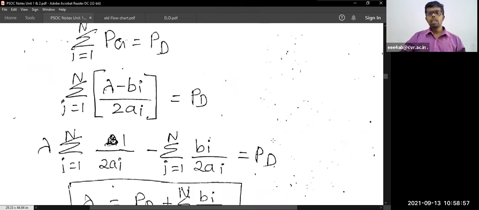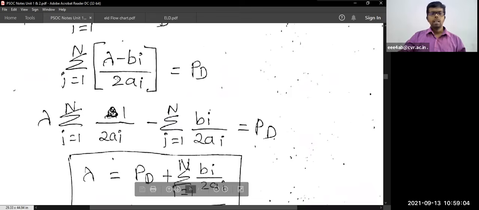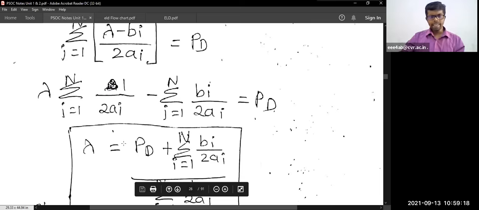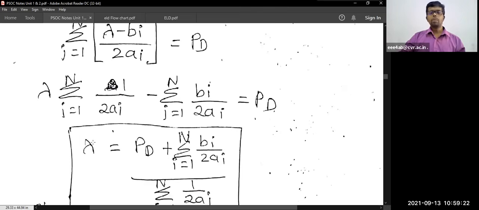For finding out the lambda, we need to segregate the lambda. So I'm taking this lambda outside. Summation I equal to 1 to n of 1 divided by 2ai, minus summation I equal to 1 to n of bi divided by 2ai, equals the PD. Next, taking only lambda, we need to find out lambda because step number 1 is finding out the lambda. Okay, assign the initial values of the lambda.